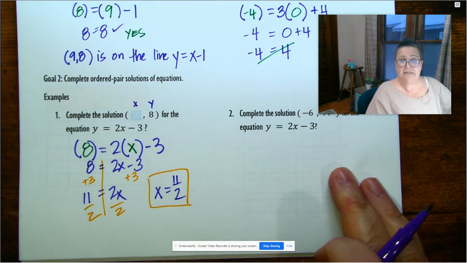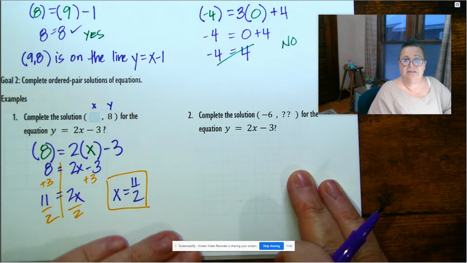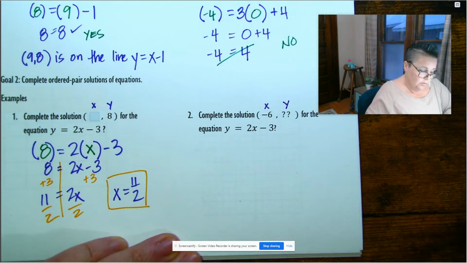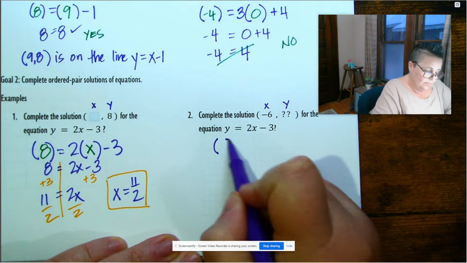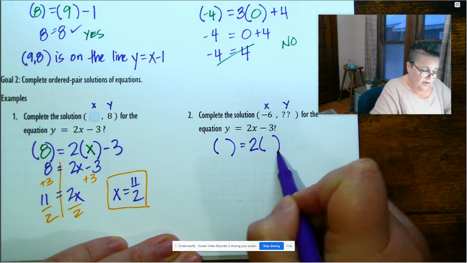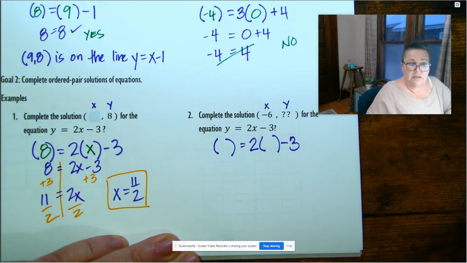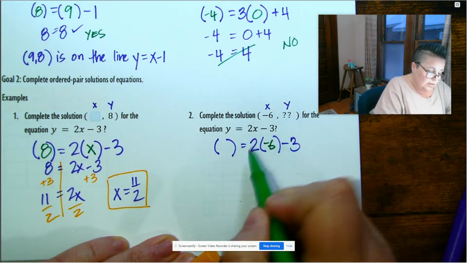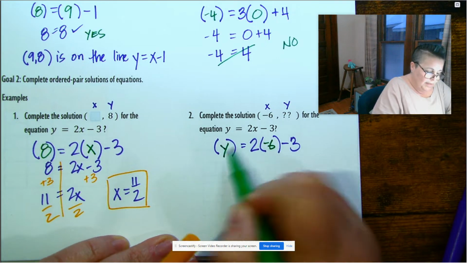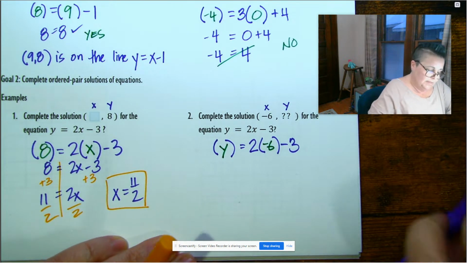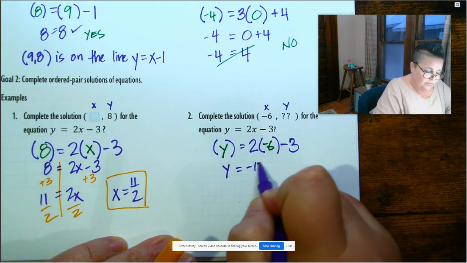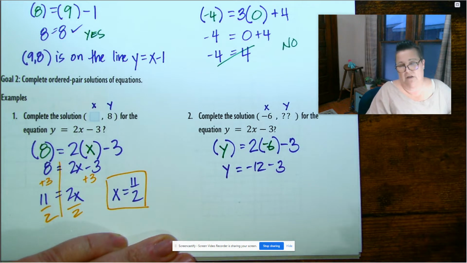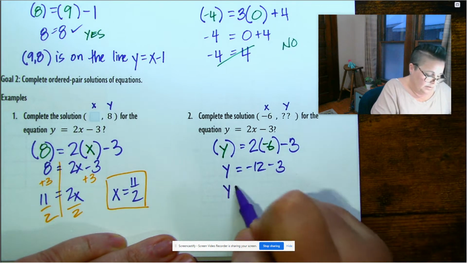The next one says to complete the solution, negative 6 comma something. So this is our x value and this is our y value. For the equation y is equal to 2 times our x value minus 3. Now we know the x value here is a negative 6. The y value we don't know, so I'm just going to put a y in there. When I simplify this, I have y is a negative 12 minus 3 more. To solve this, there's no solving. I just need to put it together. Y would be a negative 15.